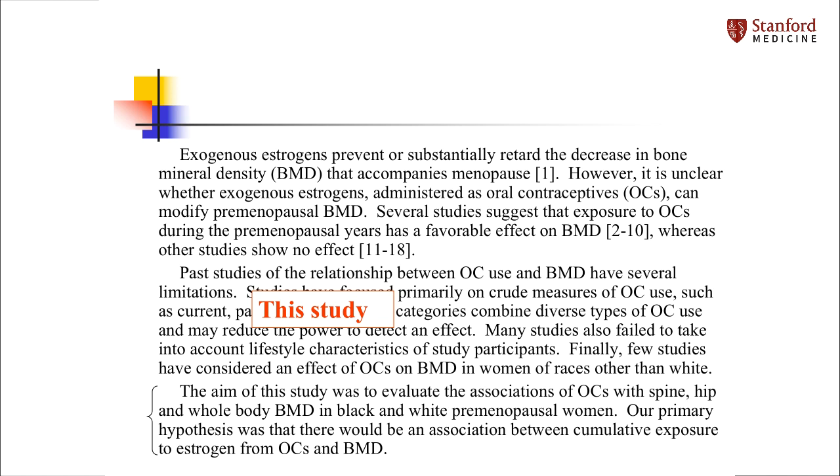Our primary hypothesis, we get a hypothesis statement here, was that there would be an association between cumulative exposure to estrogen from oral contraceptives and bone mineral density. So they tell us that they're going to be using a measure of cumulative exposure rather than just a simple ever-never use of oral contraceptives. So that's the basic structure of an introduction section.